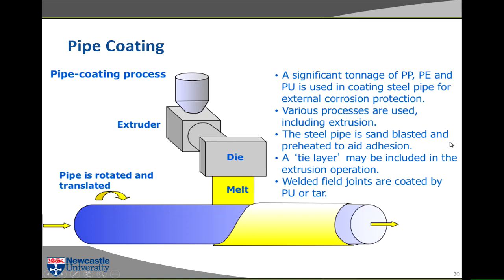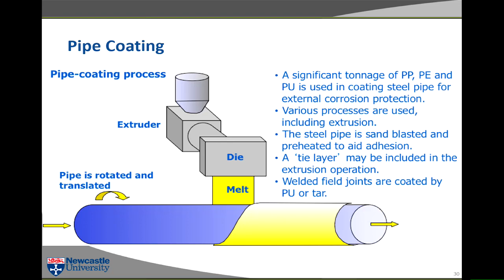The steel pipe is sandblasted and preheated to aid adhesion, and quite often there's a tie layer included. I didn't describe this with the extruder, but you can extrude more than one plastic at the same time. If you want to extrude two plastics at the same time, you have two extruders, and then you can combine the two streams. So you can extrude a thermoplastic sheet which has on one side of it a tie layer which will cause it to bond and stick to the steel. Because polyethylene doesn't generally stick to things very well, as you might have noticed.